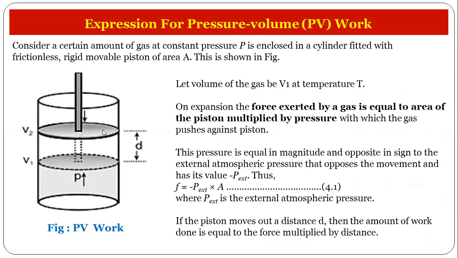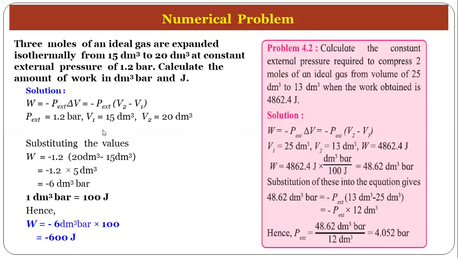So here 3 moles of an ideal gas expanded isothermally from 15 dm cube to 20 dm cube at constant external pressure of 1.2 bar. The pressure is given, the volume is given. Initially, the volume is 15 dm cube, and the final volume is 20 dm cube. V1 is 15 dm cube, V2 is 20 dm cube. Calculate the amount of work done, meaning we have to calculate the work done in dm cube bar and joule. In 2 units we have to calculate the work done.